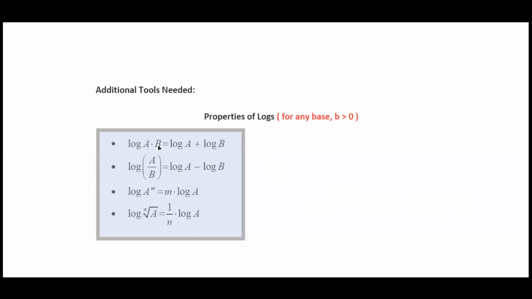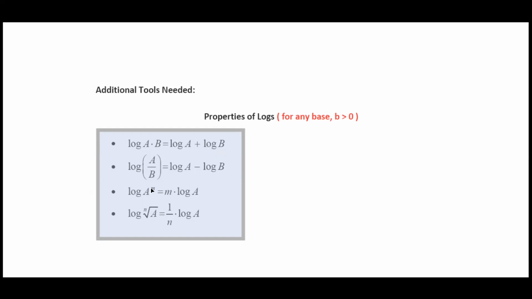Log of a times b is the log of a plus the log of b, because when you multiply and the base is the same, then you add exponents, remember. Logarithm is an exponent. So the log of a times b is the log of a plus the log of b. Likewise, the log of a divided by b is log of a minus log of b, because from algebra, when you divide, you subtract exponents.